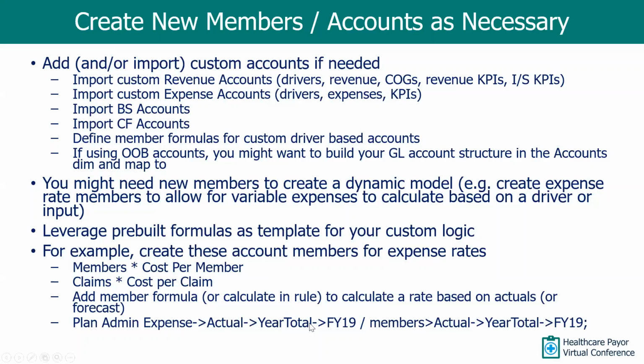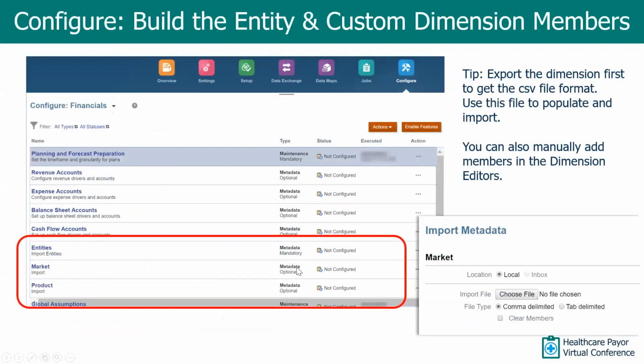And then we can add in formulas that calculate what those cost per members are, what the cost per member, cost per claim is based on actuals. And then we can also add in a member formula on the forecast side, where if it's forecast, we want it to be members times our cost per member to get to our membership cost. So those are just some examples of things that you will build into the system and import in.